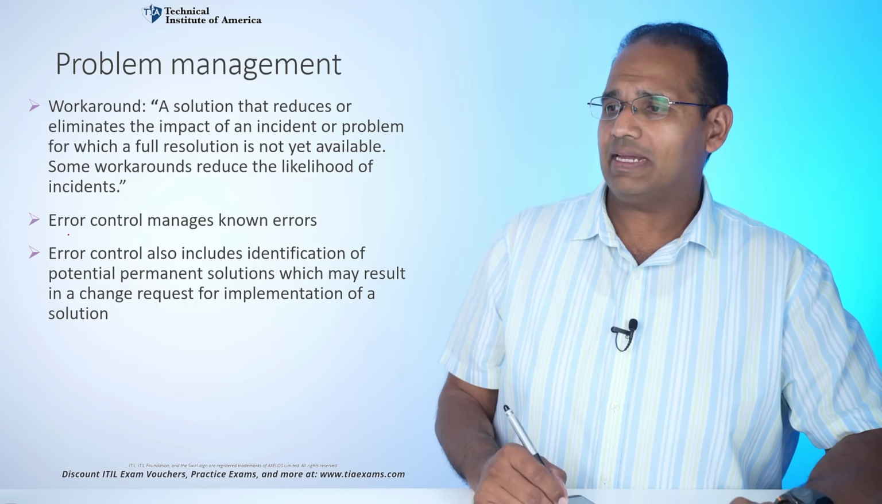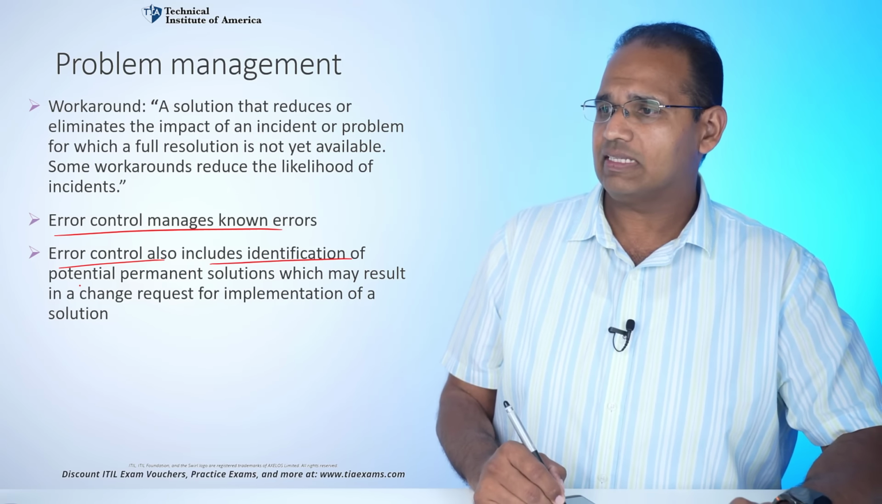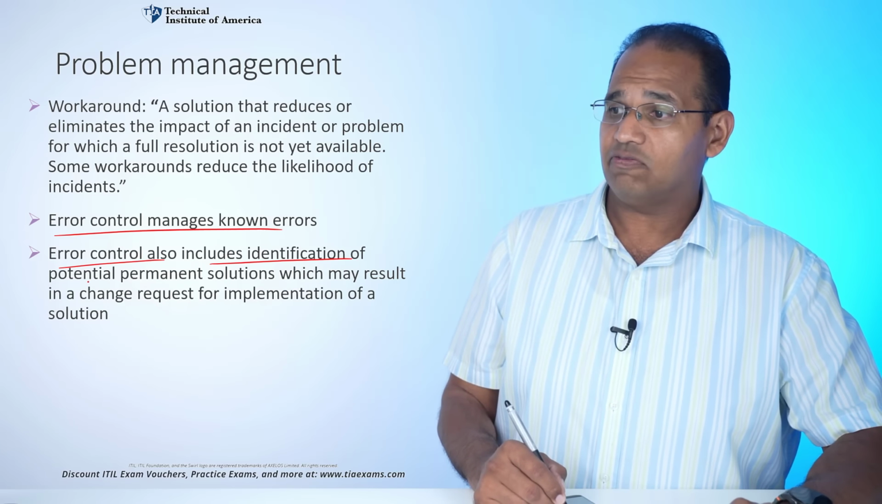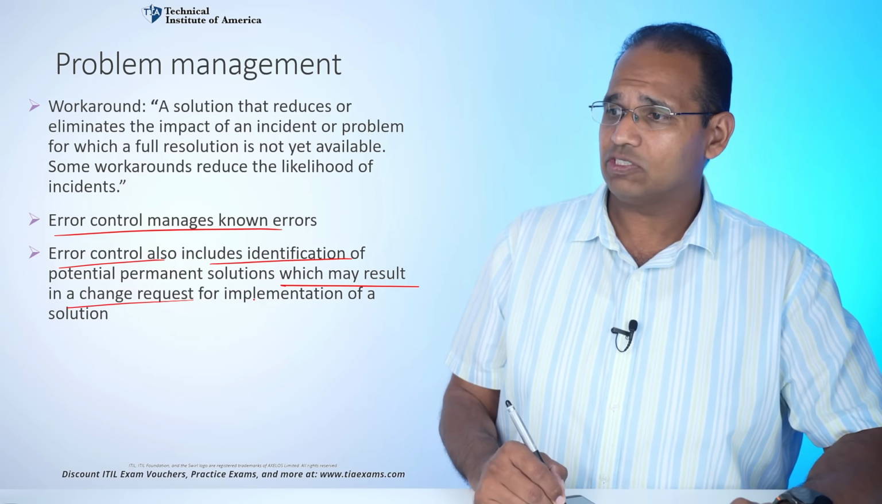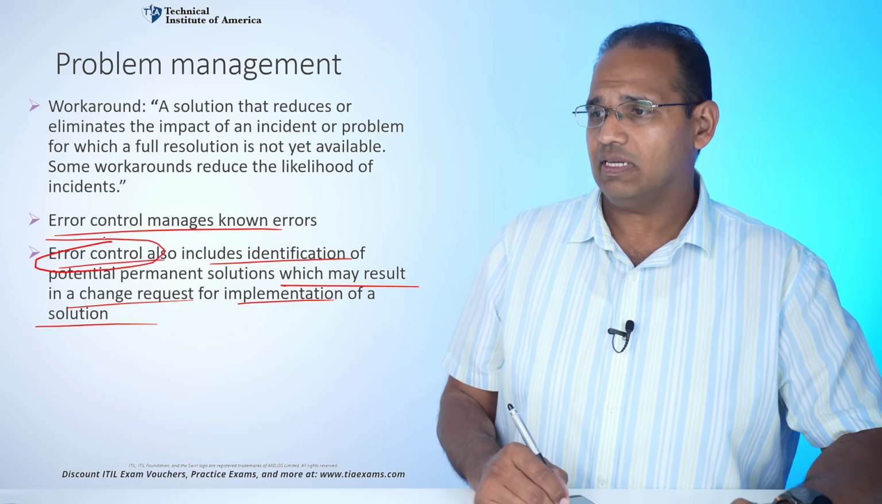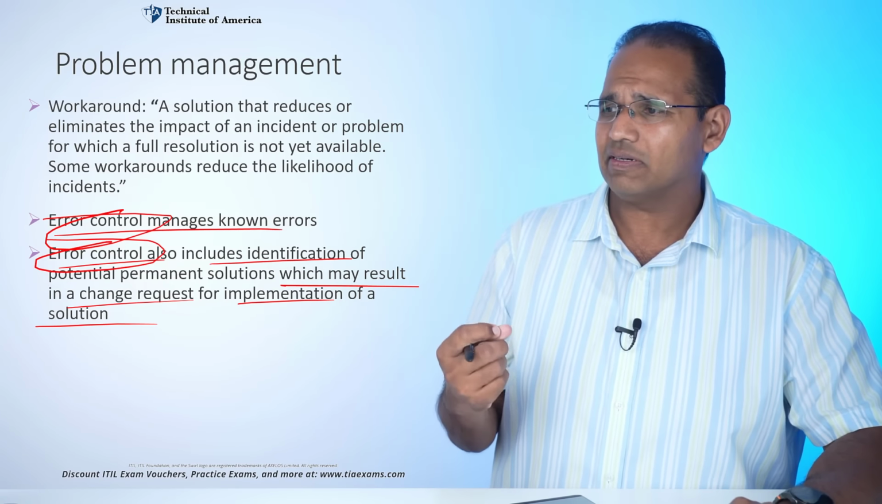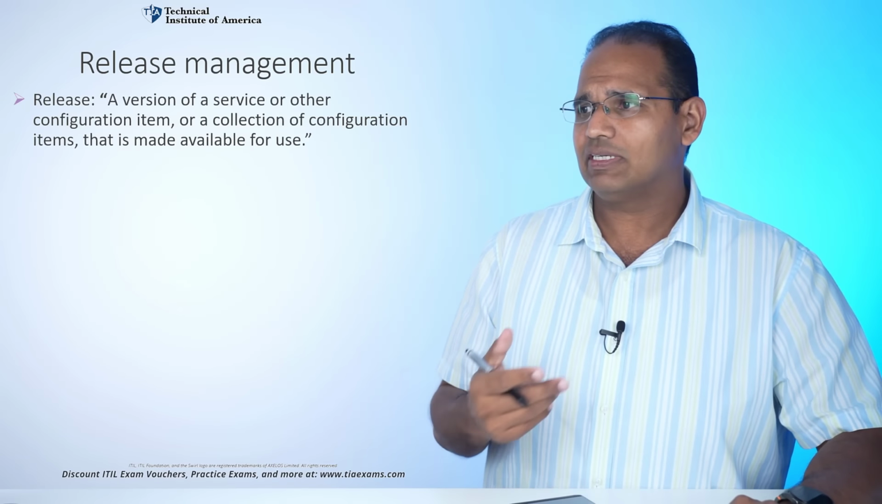Error control manages known errors. So error control includes identification of permanent solutions, which may result in change requests for implementation of a solution. The error we're talking about here is going to be error in software, error in the way we set up hardware. We want to be able to identify these things and fix them. Next practice we have is going to be release management.